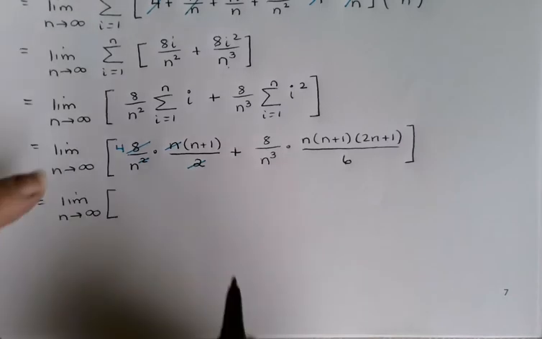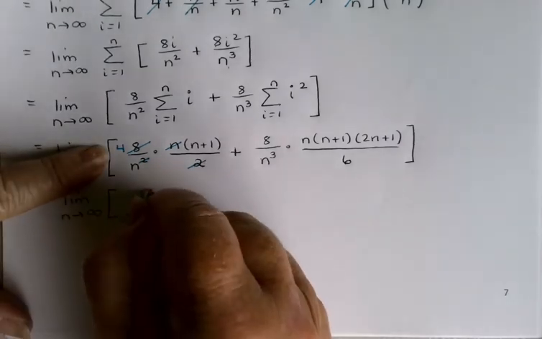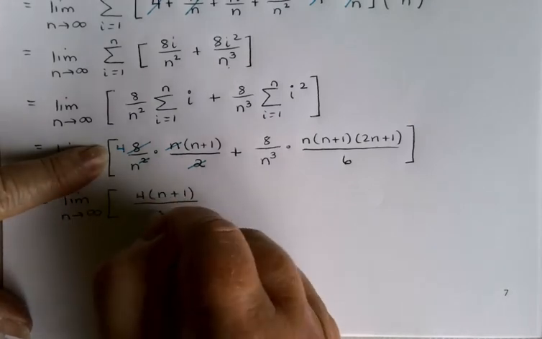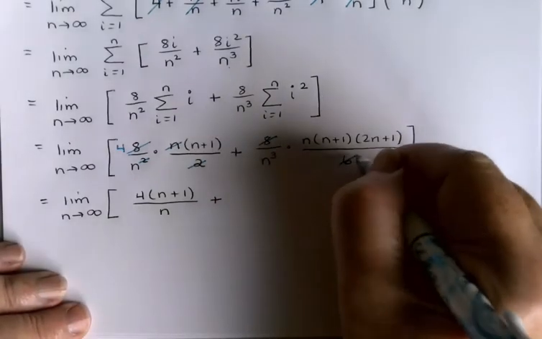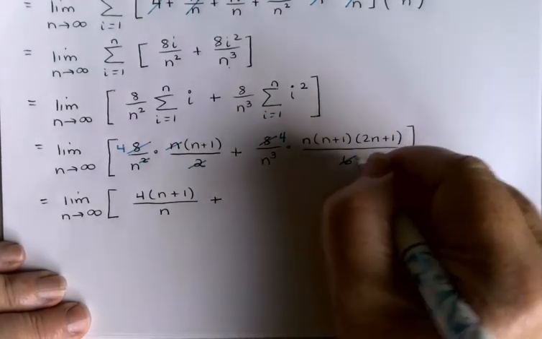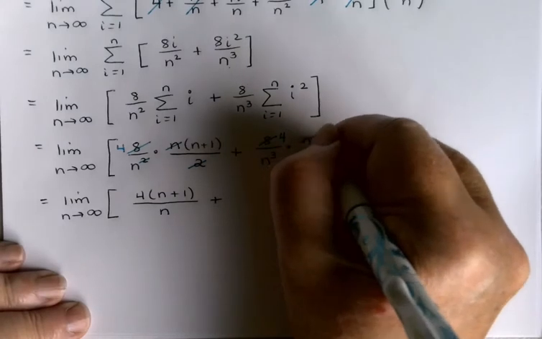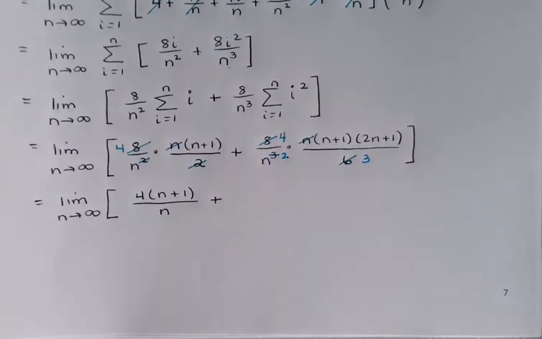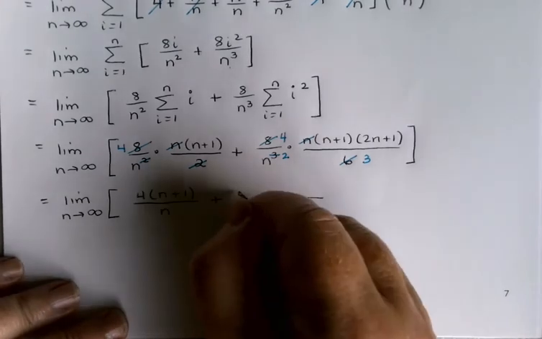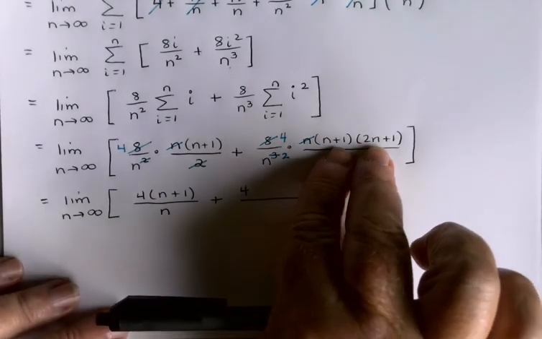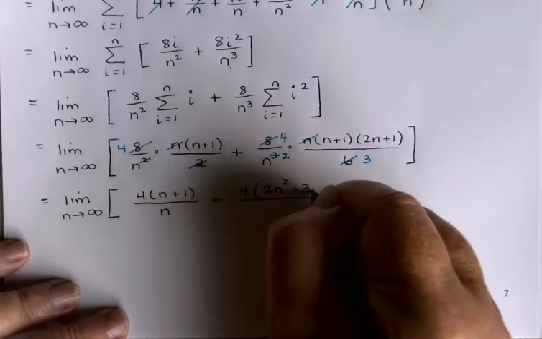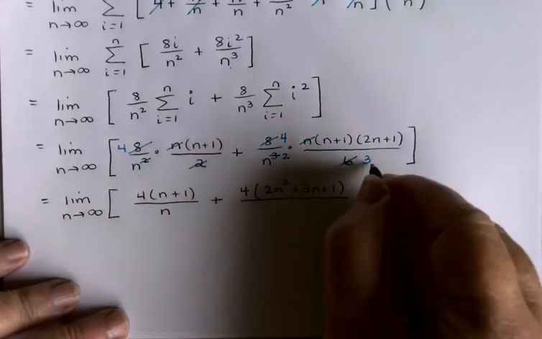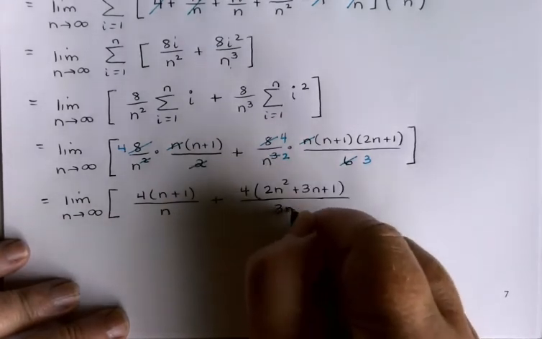So that first term, I'm going to get 4 times n plus 1 over just n to the first, plus 8 and 6 are both divisible by 2, so I'll get 4 and 3. And again, I can get rid of one of my n's. So I'm going to get 4, and I'm going to go ahead and multiply those together right now: 2n squared plus 3n plus 1. And then I've got 3n squared on the bottom.